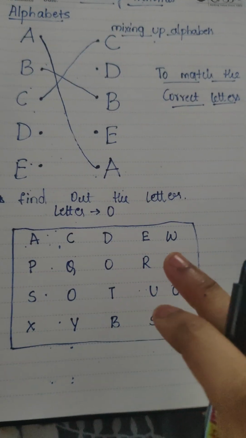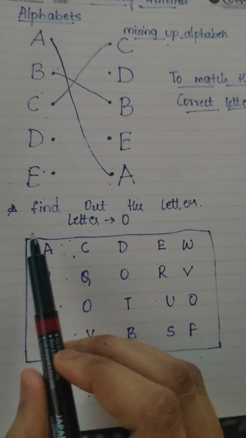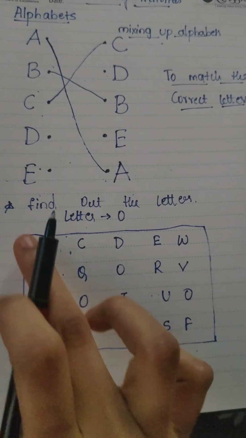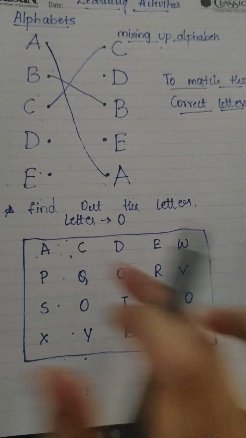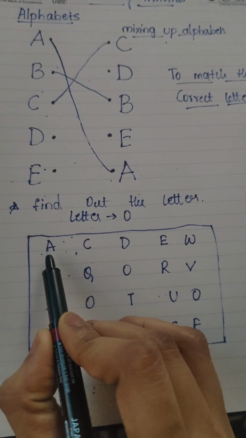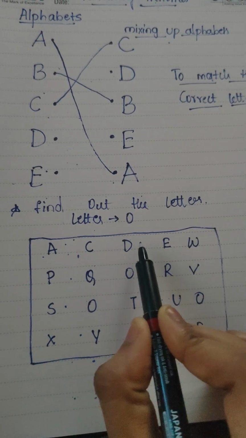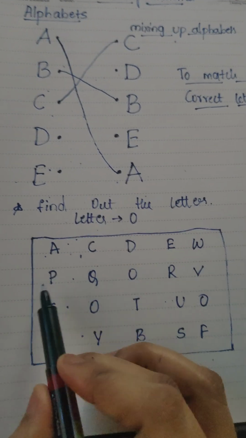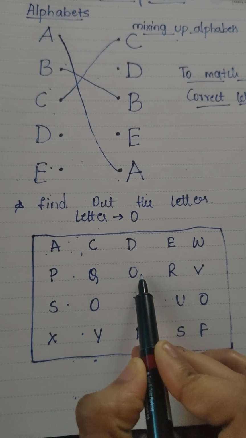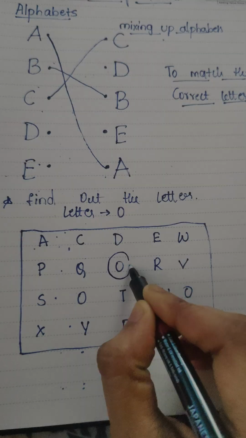The child should look at each line. There are 5 columns and 4 rows. Now ask the child to look first at the first line, whether there is O or not. See, A, C, D, E, W, no O. Then P, Q, O, yes. When they find the letter, they need to circle it.